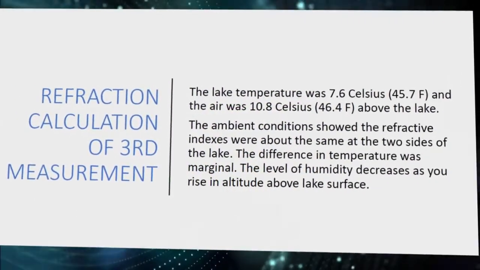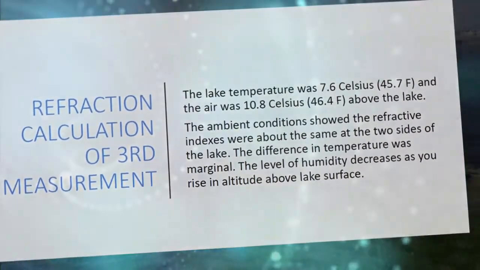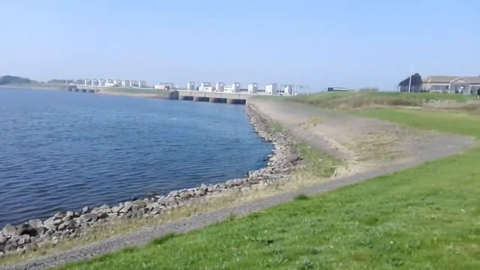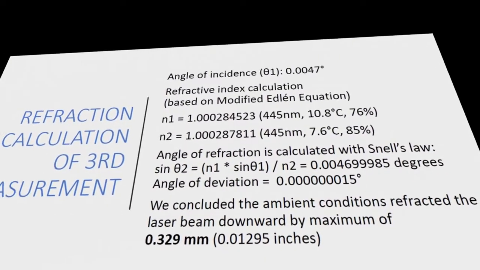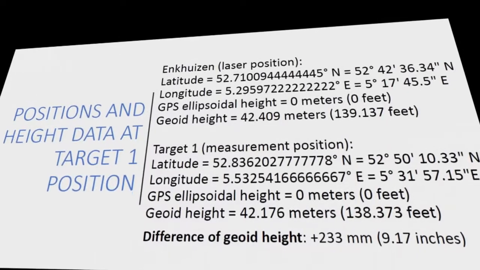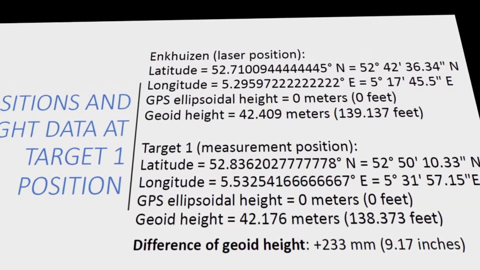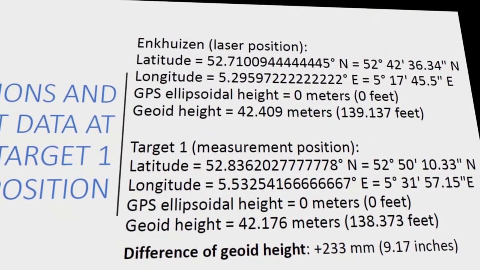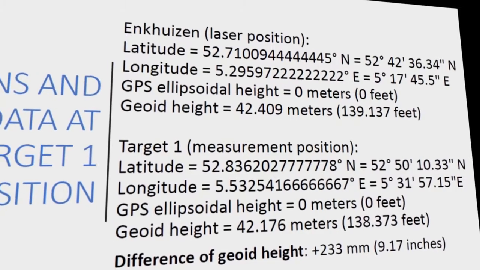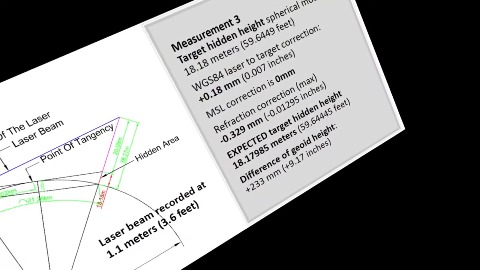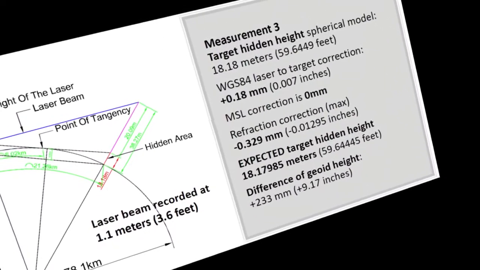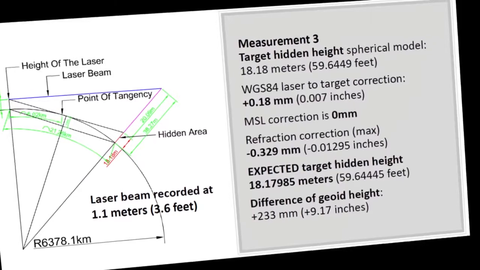The ambient conditions showed the refractive indexes were about the same on both sides of the lake. TLT calculations factor in any variations in recorded data and geoid datum parameters of the WGS-84 mathematical construct. Both target and laser positions are at 0 meters mean sea level. The WGS-84 geoid undulation map shows a marginal 23 centimeters or 9 inches height difference at the two positions.